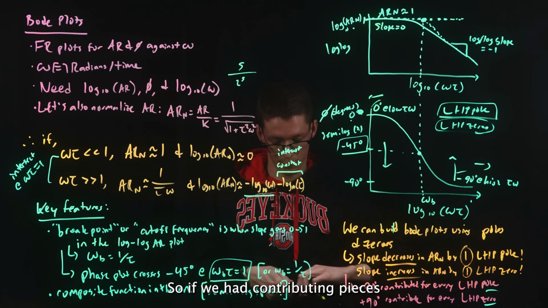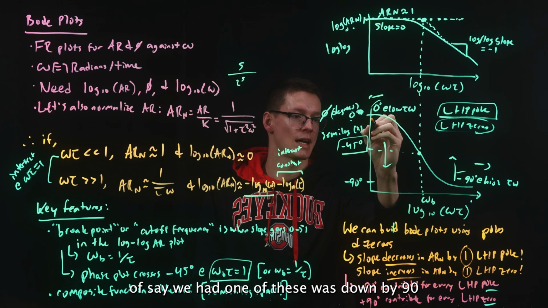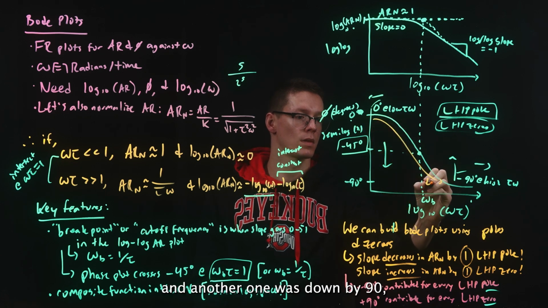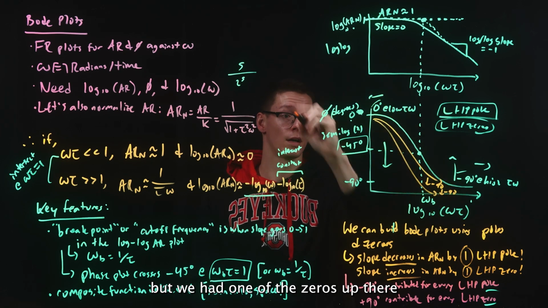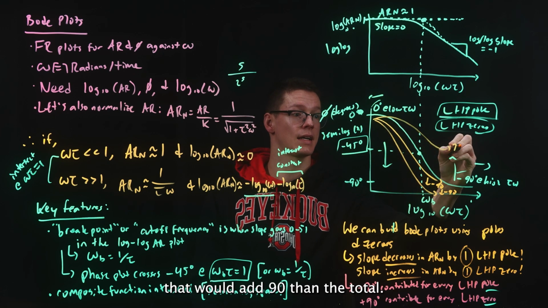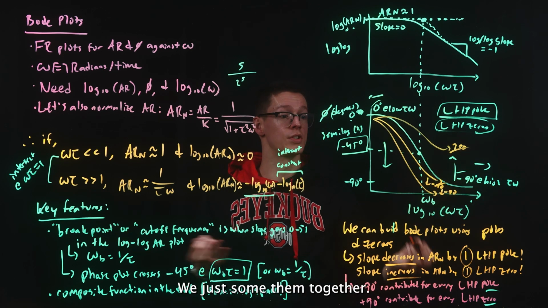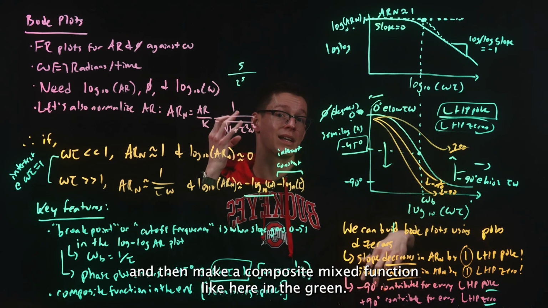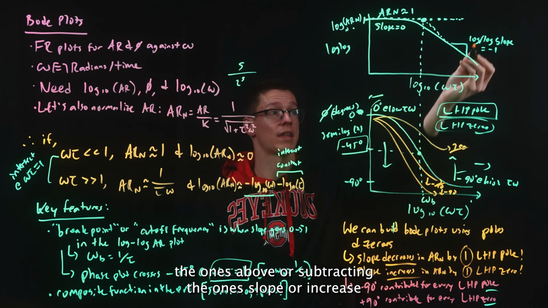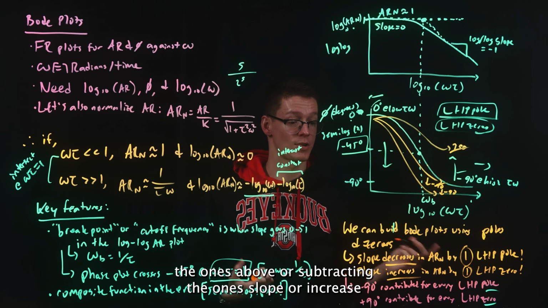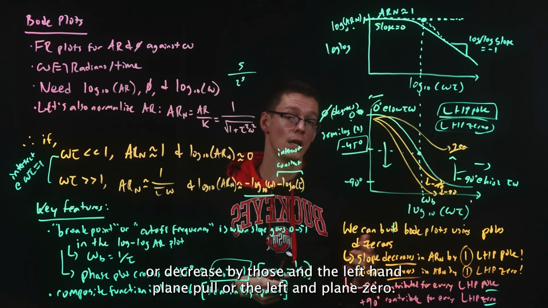So if we had contributing pieces where one was down by 90, and another one was down by 90, but we had one of the zeros up there that would add 90, then the total of that would be minus 90. We just sum them together. We can plot them out and then make a composite mixed function like here in the green. And we could do the same here with adding or subtracting the ones above. Slope will increase or decrease by those, for the left-hand plane pole or the left-hand plane zero.